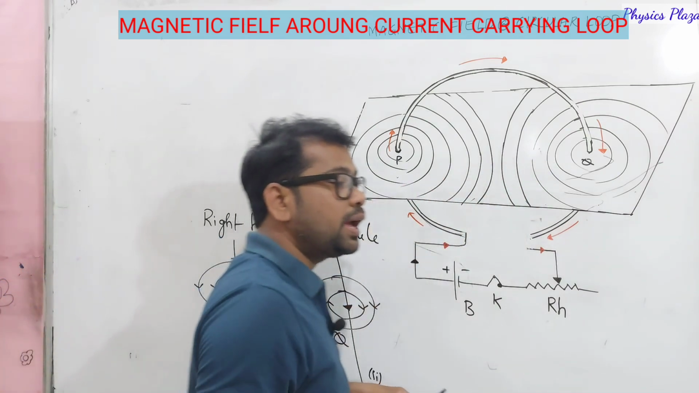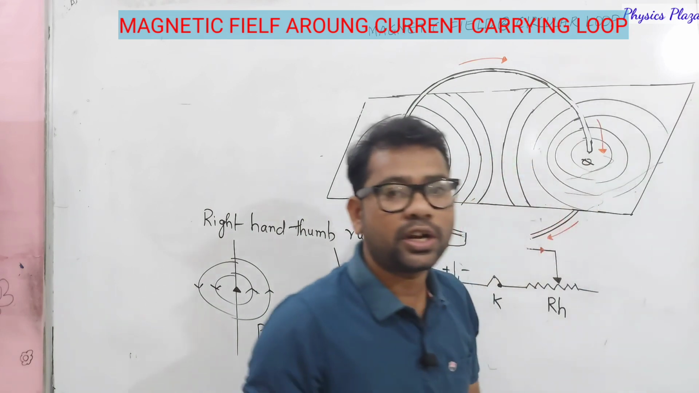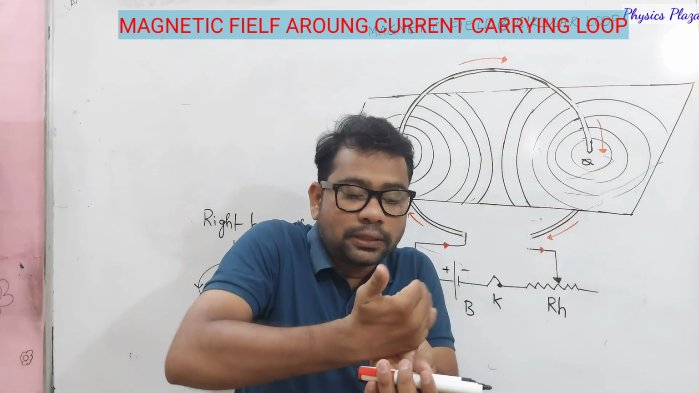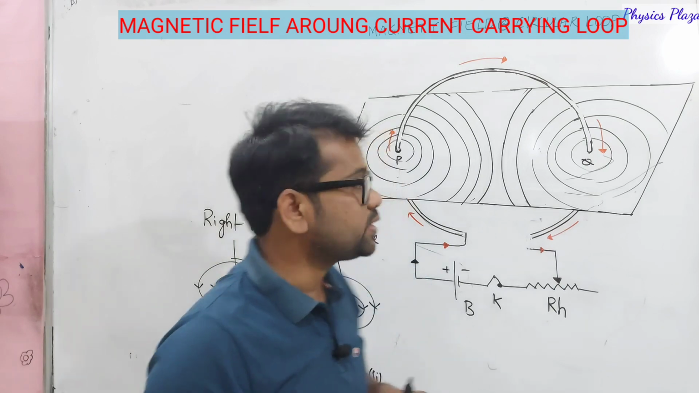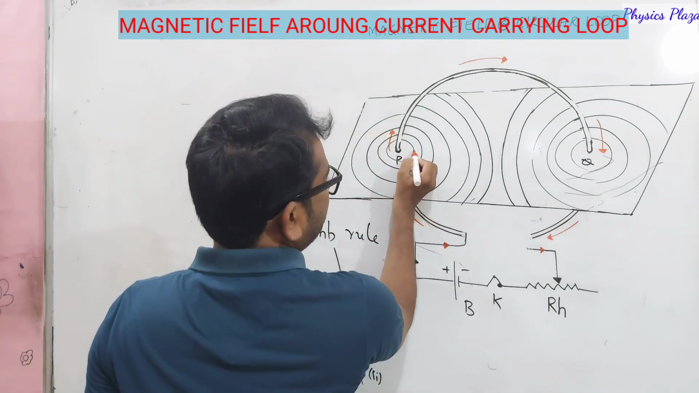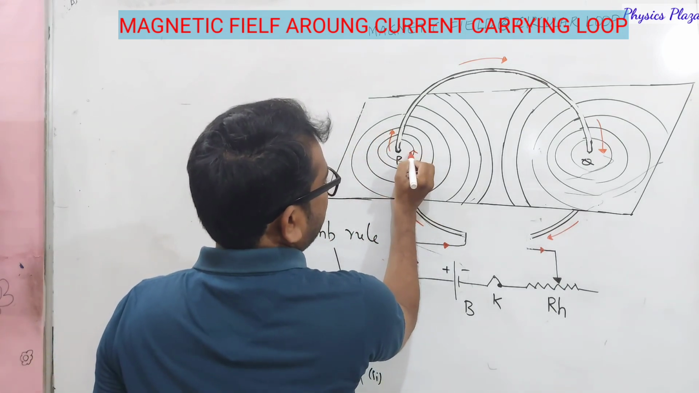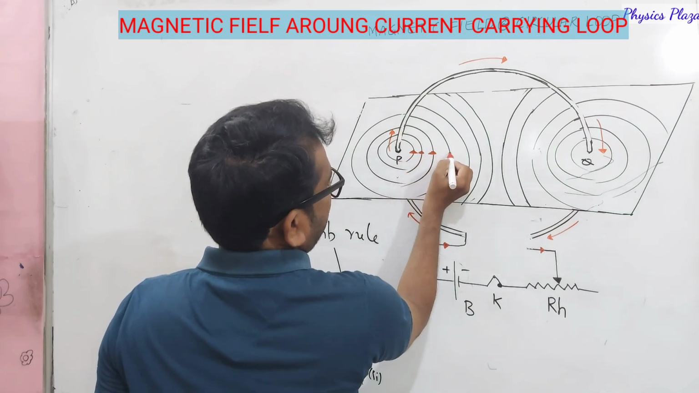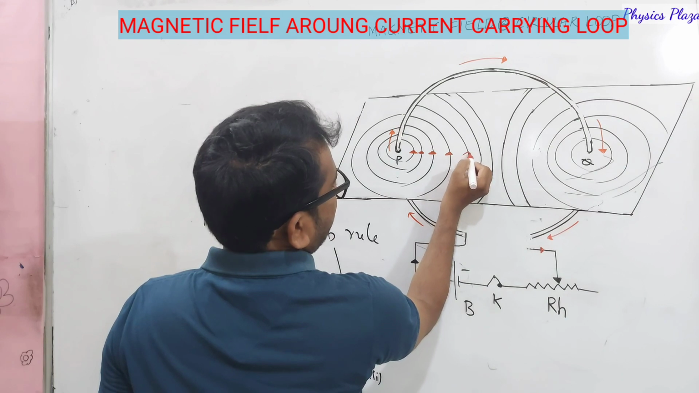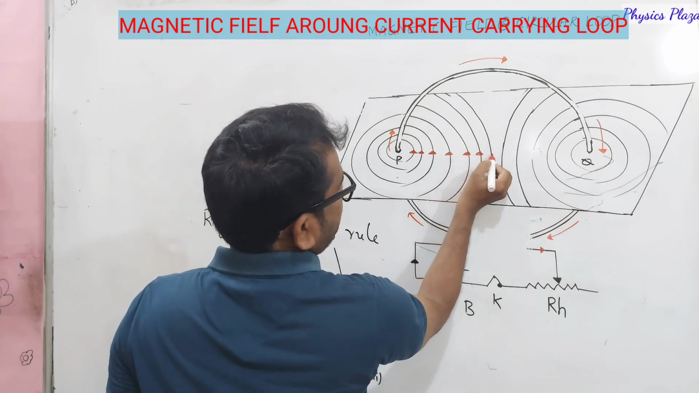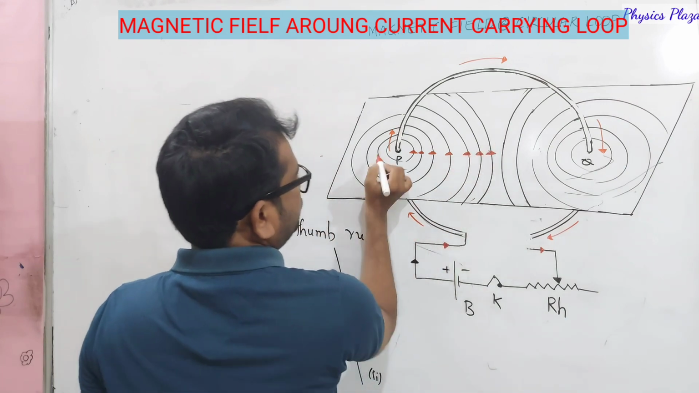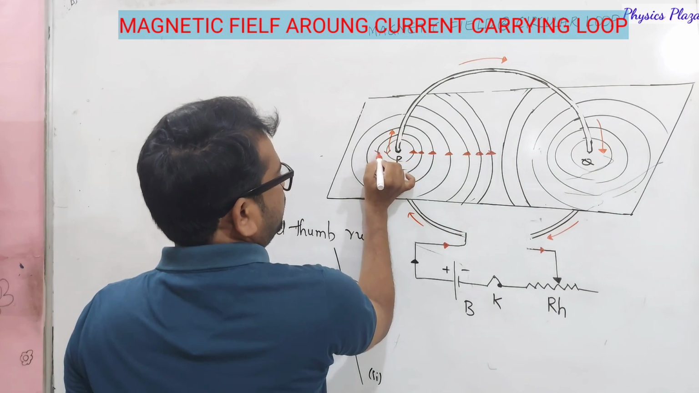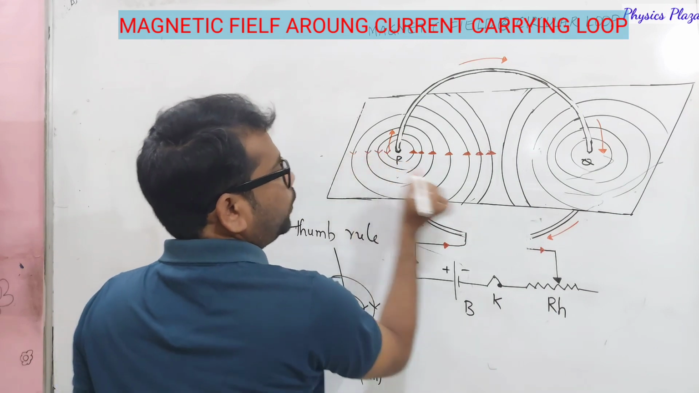So at a point P, as the current is flowing vertically upward, children, how will the magnetic field be? The magnetic field pattern will be in the anti-clockwise direction. Here the magnetic field pattern will be like this, children. This is how the magnetic field lines go anti-clockwise. So these are all going to be spirals, in the anti-clockwise direction.